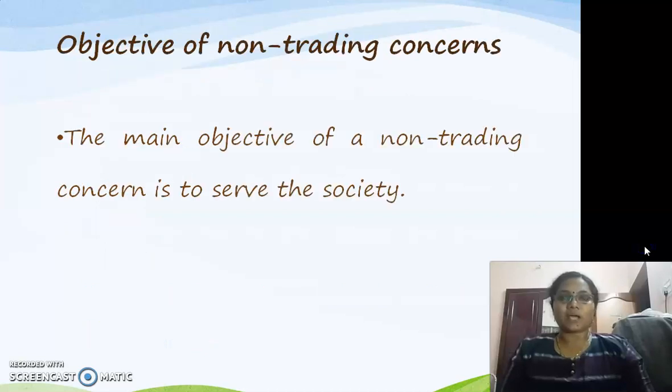Next, we are going to see the objective of non-trading concern. The main objective of non-trading concern is to provide service to its members and the society.